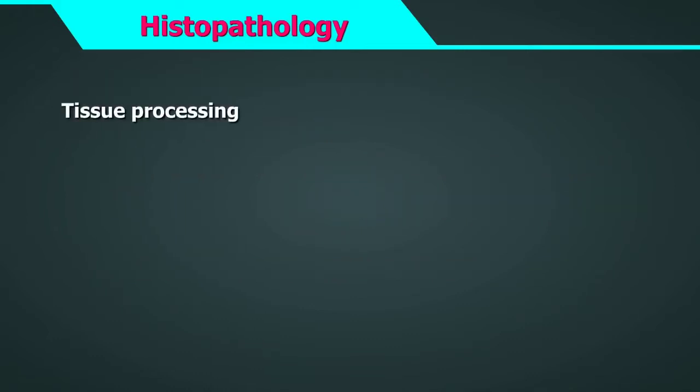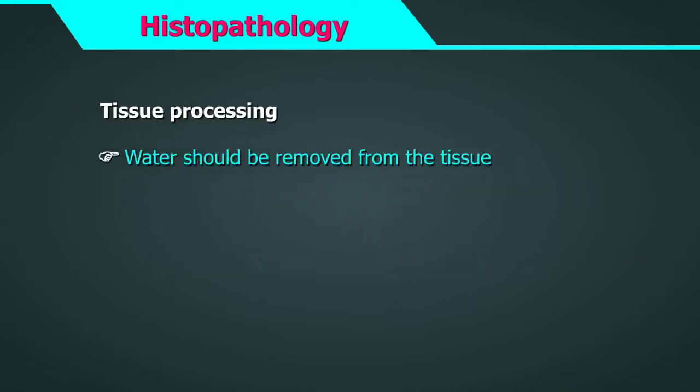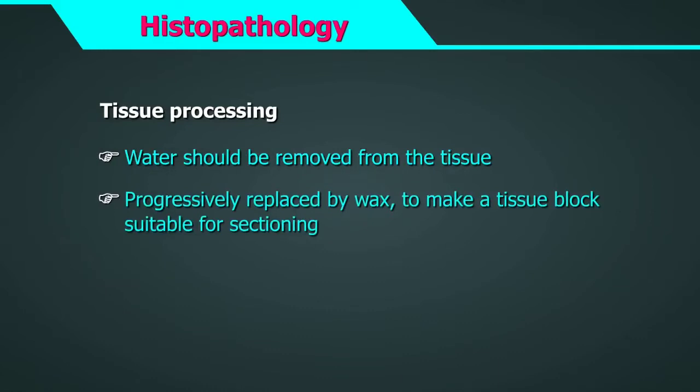Tissue processing. The concept of processing is to harden the tissue enough to enable cutting into 5-micron sections, which can then be stained and examined under a microscope. Water should be removed from the tissue and progressively replaced by wax to make a tissue block suitable for sectioning. But how can this be accomplished, as water and wax cannot be mixed? We need a mechanism to first drive out the water.